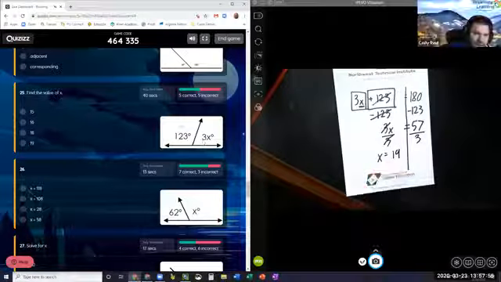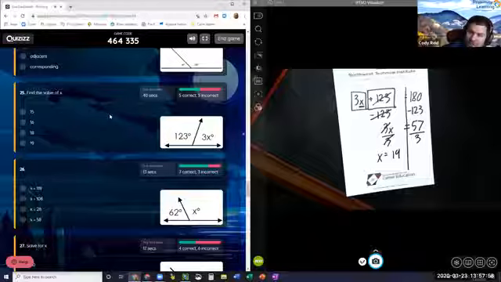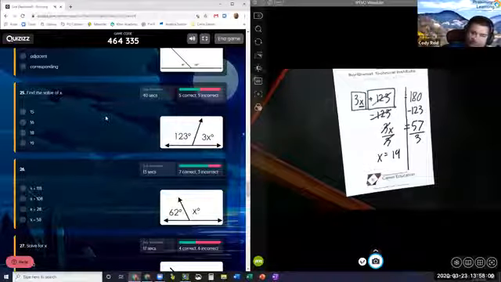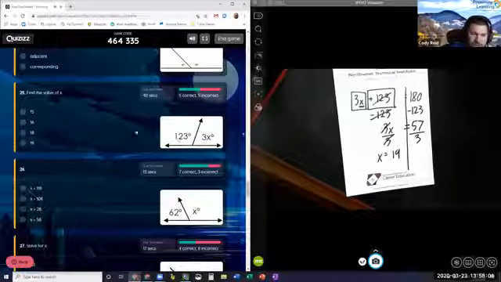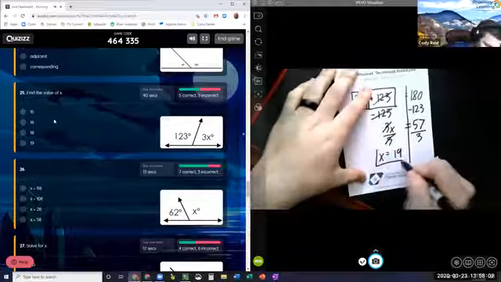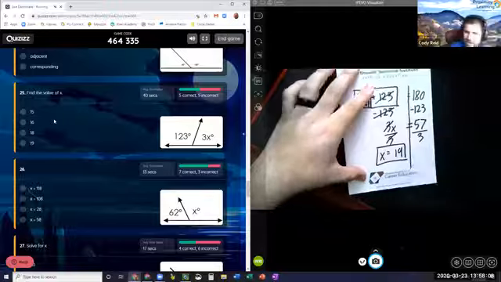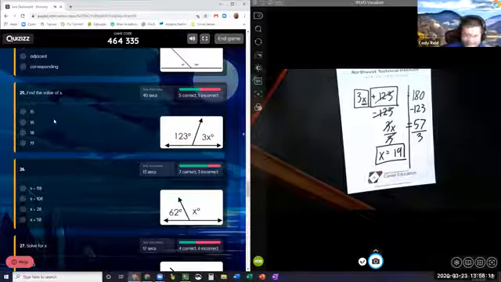And the problem simply asks, find the value of x. We're not solving for either angle. We are just solving for x. So that is our answer. x equals 19.